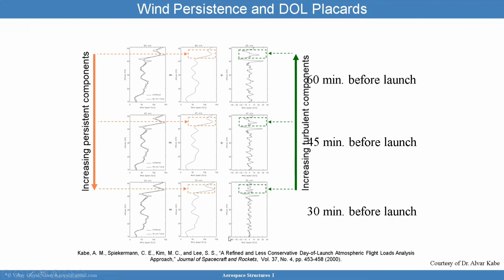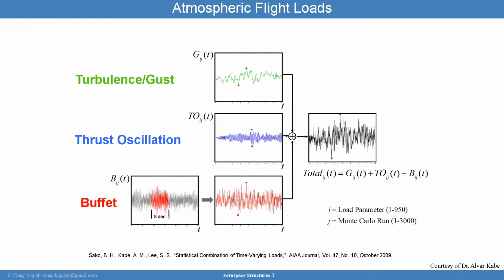And here's a paper I recommend you read: a refined and less conservative day of launch atmospheric flight loads analyses, so you can get a better understanding of that. Increasing this way is increasing the turbulent component. So 60 minutes before flight, you're increasing that turbulent component. If you go and look at less time before launch, you're looking at increased persistent components, both playing a big role in the day of launch placards that I talked about earlier.